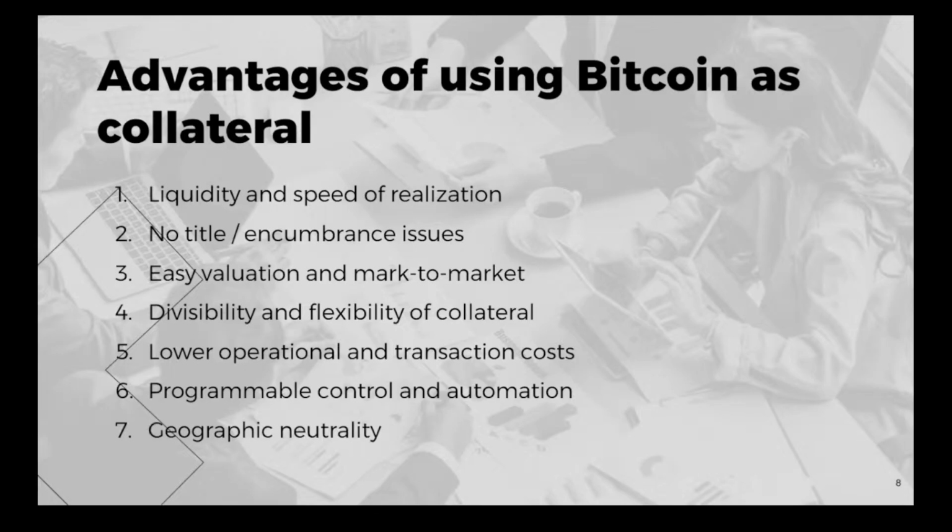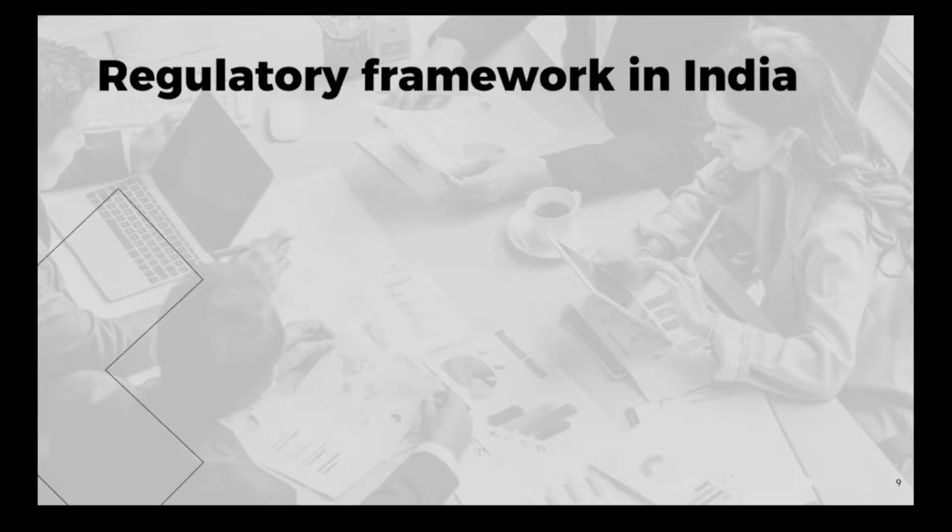Geographical neutrality. Bitcoin is borderless. Bitcoin can be accepted as collateral from a borrower in any country. Real estate is tied to a local jurisdiction. Even in a bank, if suppose we are in Mumbai, a Mumbai branch will not give a loan against a property which is in, let's say, Chennai. So that geographical restriction is there on property. But in Bitcoin, no such restriction is there.